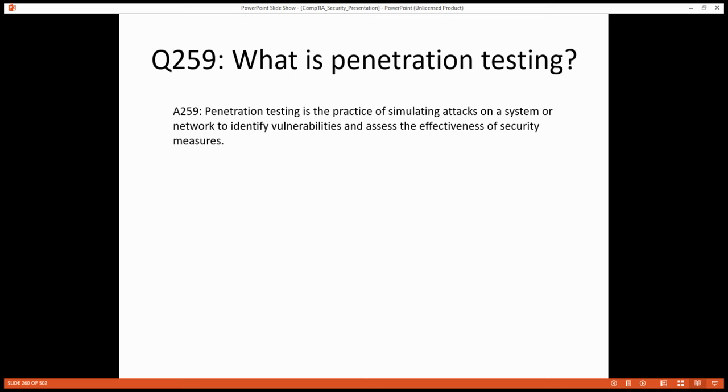Q259. What is penetration testing? A259. Penetration testing is the practice of simulating attacks on a system or network to identify vulnerabilities and assess the effectiveness of security measures.